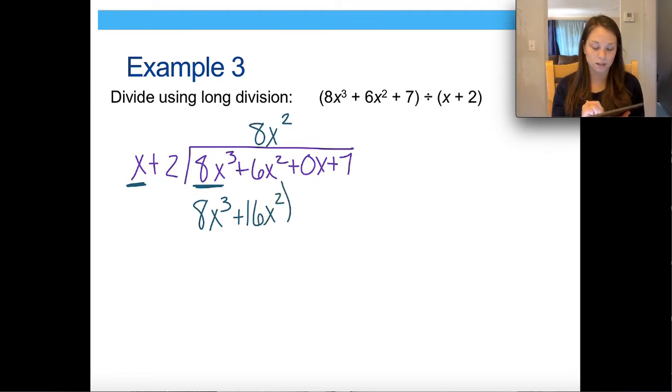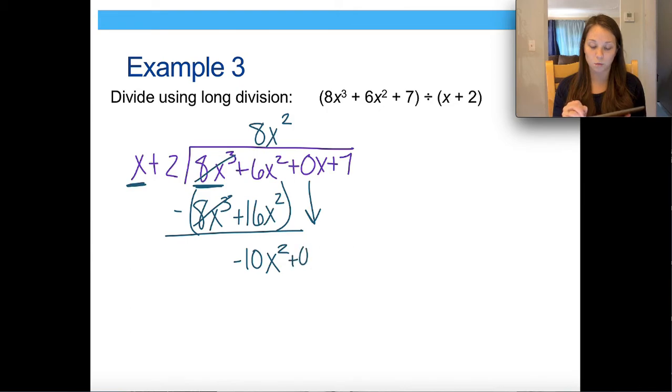Wrap it in parentheses and subtract. I know I did it right because those first terms are canceling. 8x cubed minus 8x cubed is 0, which is good. 6 minus 16 gives me negative 10x squared. And carrying down the next term of 0x, I'm going to go through the process again.